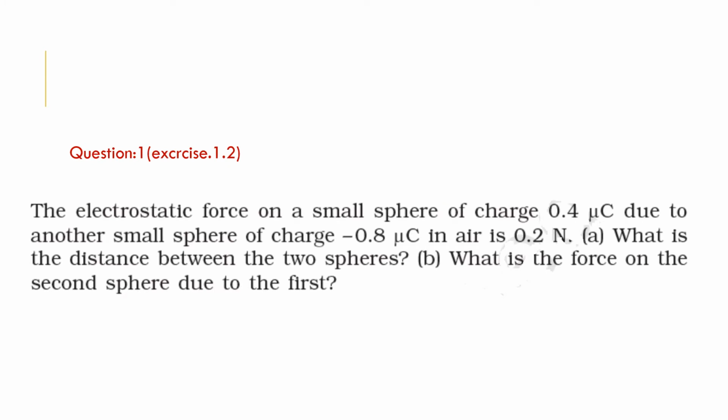Let us start with a very simple one, that is exercise 1.2 of your course book. Read the question. The electrostatic force on a small sphere of charge 0.4 microcoulomb due to another small sphere of charge minus 0.8 microcoulomb in air is 0.2 Newton. A. What is the distance between the two spheres? And B. What is the force on the second sphere due to the first?